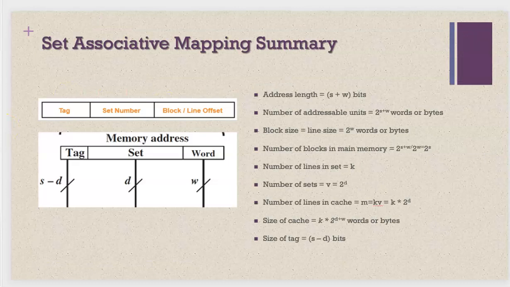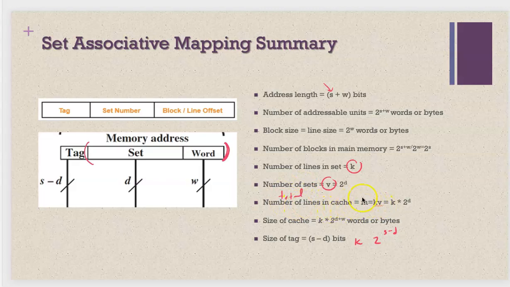Okay, so to summarize set associative mapping, we have an address length of S plus W bits. The S is comprised of the tag and also the set field. The number of addressable units is 2 to the power of S plus W words or bytes. The block size or line size or block and line offset is going to be 2 to the W words or bytes. The number of blocks in main memory would be the same as in direct mapping and fully associative. And then the number of lines in a set is denoted by K. The number of sets that you would have is V equals 2 to the power of D. Total number of lines in cache is M.